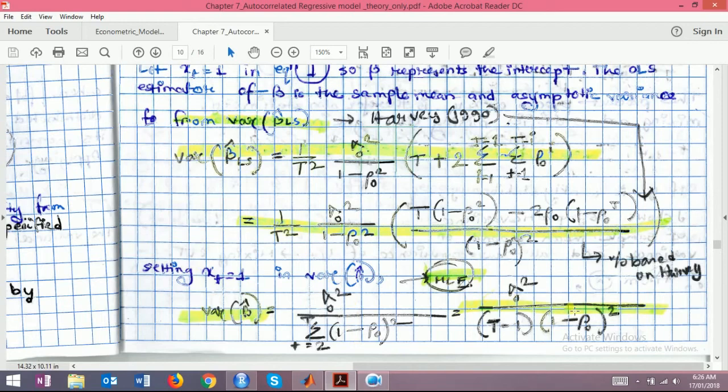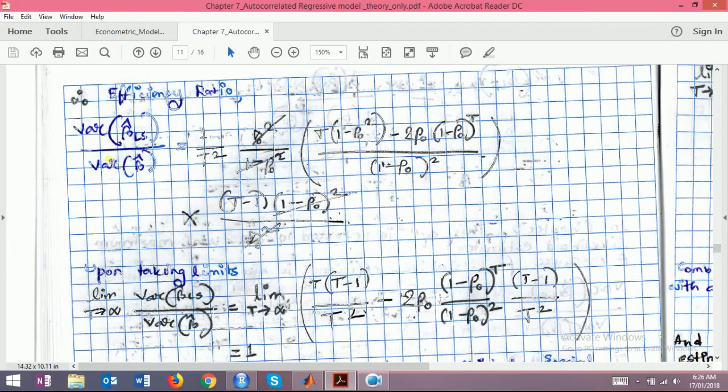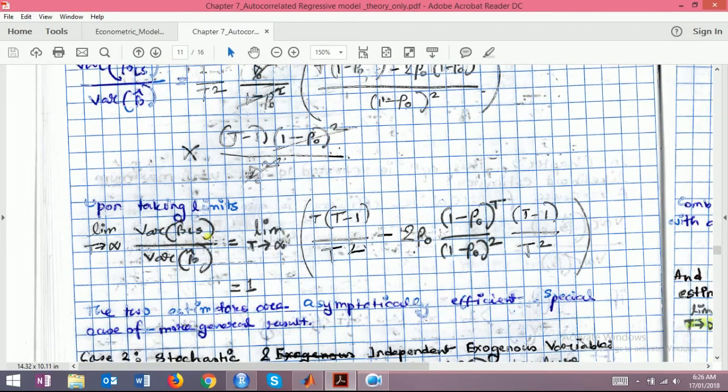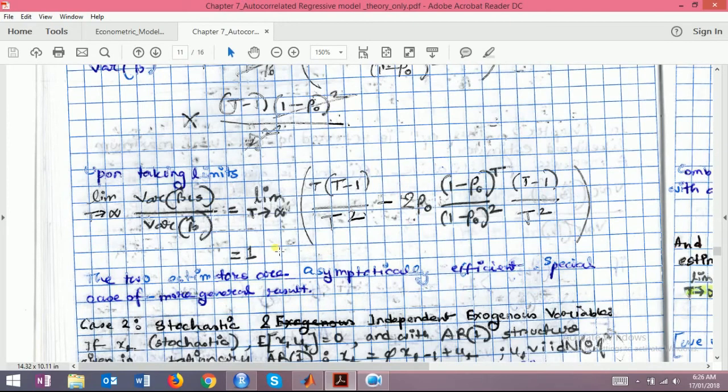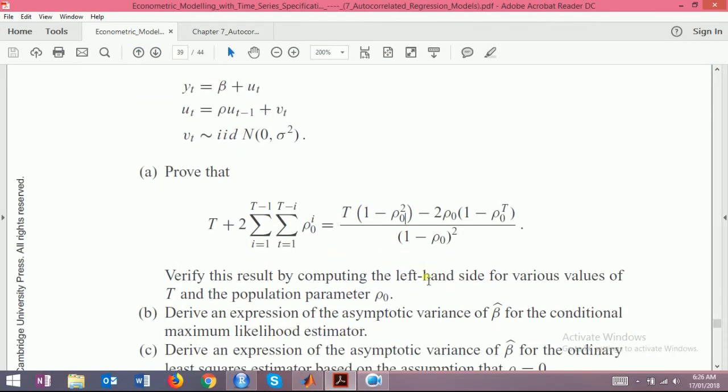Rho square, 1 minus, sigma square divided by 1 minus rho square, or sigma naught square divided by t minus 1, 1 minus rho square, using the maximum likelihood estimator, right? So now we have the efficiency ratio without x and with x set to 1, and upon taking the limits, this is what we are left with. This is what we are going to do in this problem. In this problem we are going to consider the model and prove this equation, right? And this is the Harvey equation.